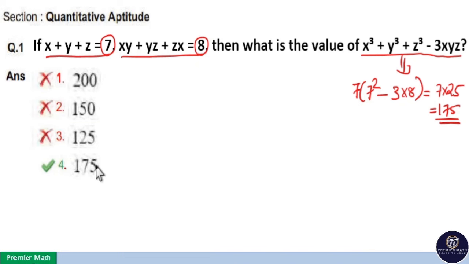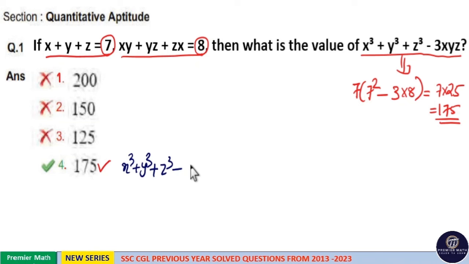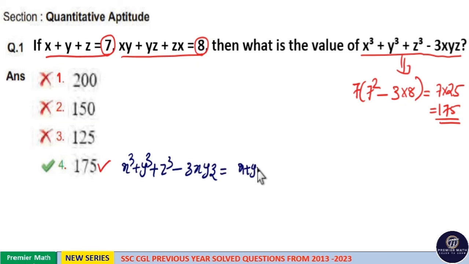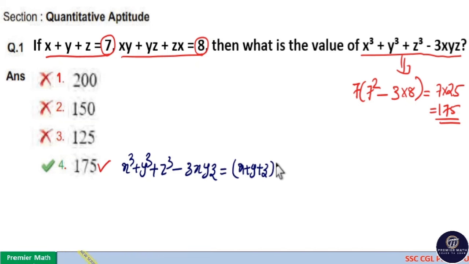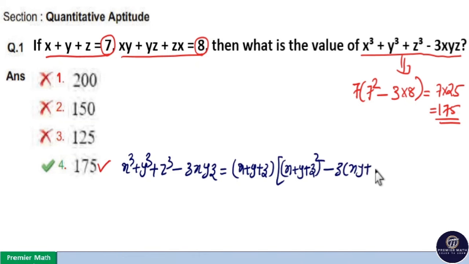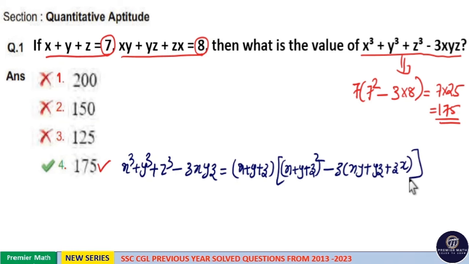Here the formula is x cube plus y cube plus z cube minus 3xyz is equal to x plus y plus z into x plus y plus z the whole square minus 3 into xy plus yz plus zx. So you can use this formula.